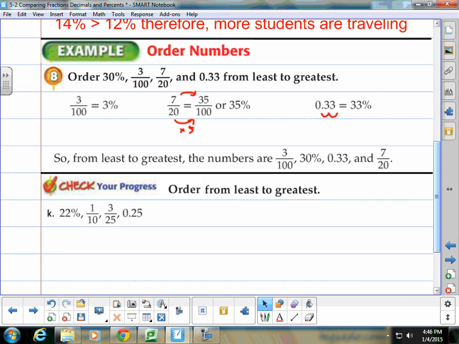So if we order them least to greatest, then 3/10 is only 3%. Least to greatest, that's 3%, 30%, 33%, 35%. You would order them as the original numbers, and so it's 3/10, 30%, 33/100, and 7/20 in order least to greatest.